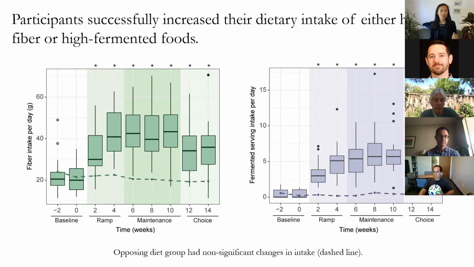I do want to point out really quickly that in the choice period, this is where people got to choose how much they implemented that intervention into their everyday life. While it's not as high as the maintenance period, it was significantly higher than what they started at, and really suggests that they're going to make long-term lifestyle changes. Okay, so the dietary intervention was successful.